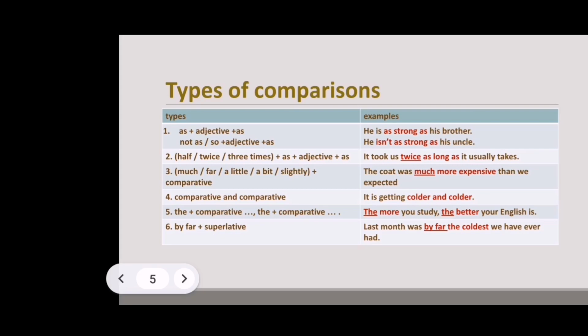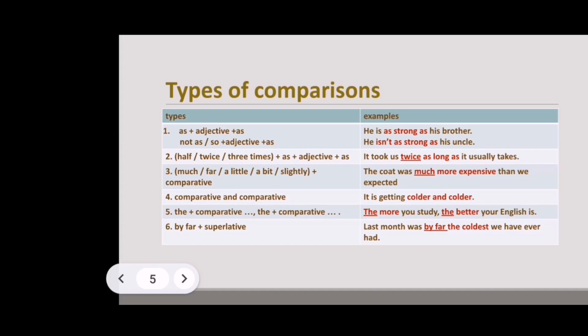To strengthen or to weaken the meaning of the adjectives, again, we can use the words much, far, a little, a bit, slightly before the comparatives. For example, the coat was much more expensive than we expected. Expensive, it's an adjective. More expensive, it is comparative, and we use the word much before the comparative. Structure number 4, comparative and comparative. Usually it is a process, that's why we can see here present continuous. It is getting colder and colder.